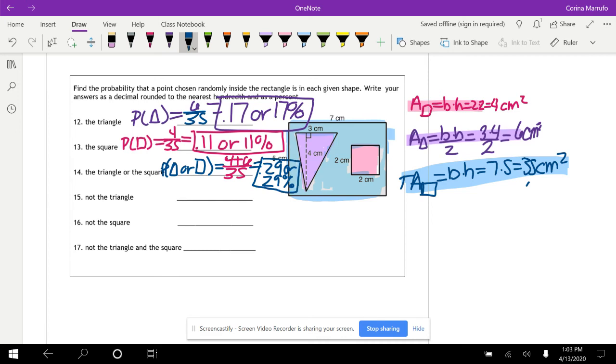All right, the next one. It wants to know what is the probability of not landing in the triangle. So to get that answer, the triangle has an area of 6. So then not the triangle, we would have to do the total area, which is 35, and subtract the 6, and then we put it over the total area, which is 35. So this is the probability of not landing in the triangle. 35 minus 6 gives us 29, and 29 divided by 35 as a decimal is 0.83. So 0.83, or as a percent, would be 83%.